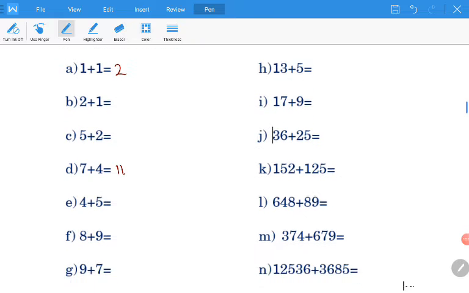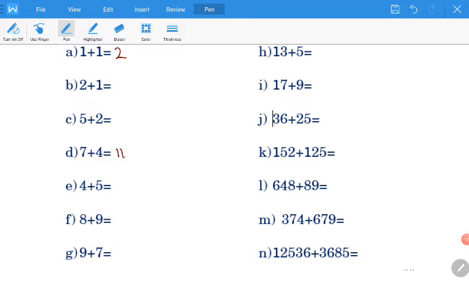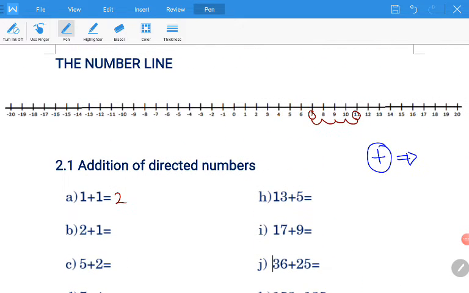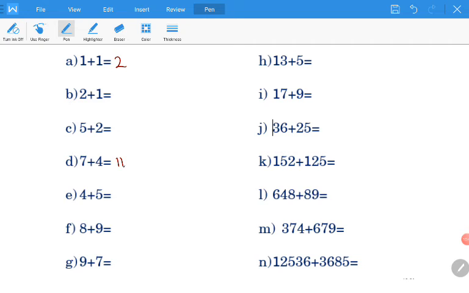Okay, let's look at another one, which is question F, which is saying 8 plus 9. So here what it means is we are going to position number 8, then we move 9 places to the right. So it's 1, 2, 3, 4, 5, 6, 7, 8, 9, 17. So 8 plus 9 is equal to 17.